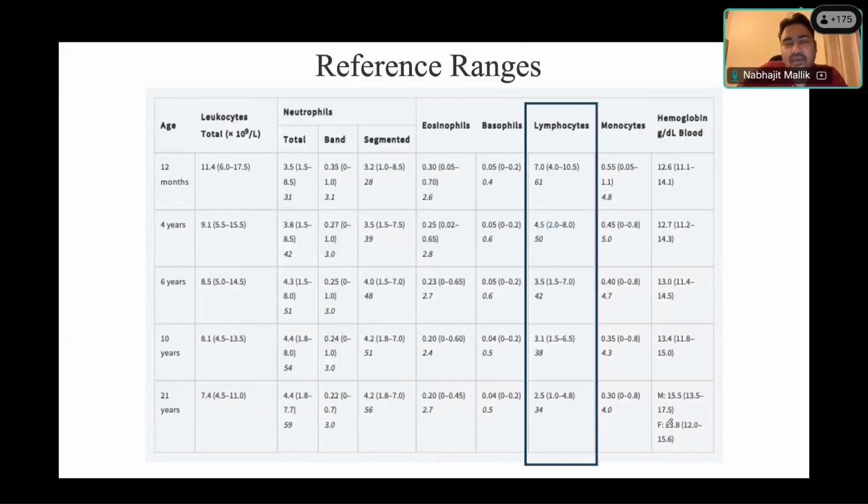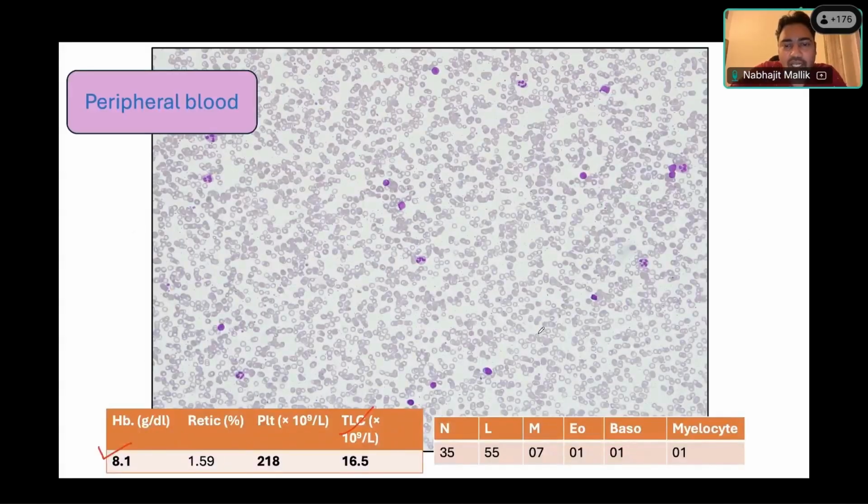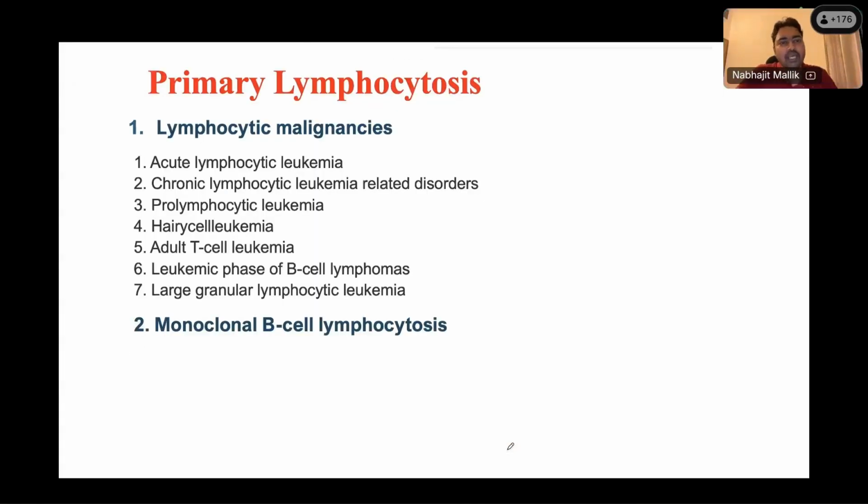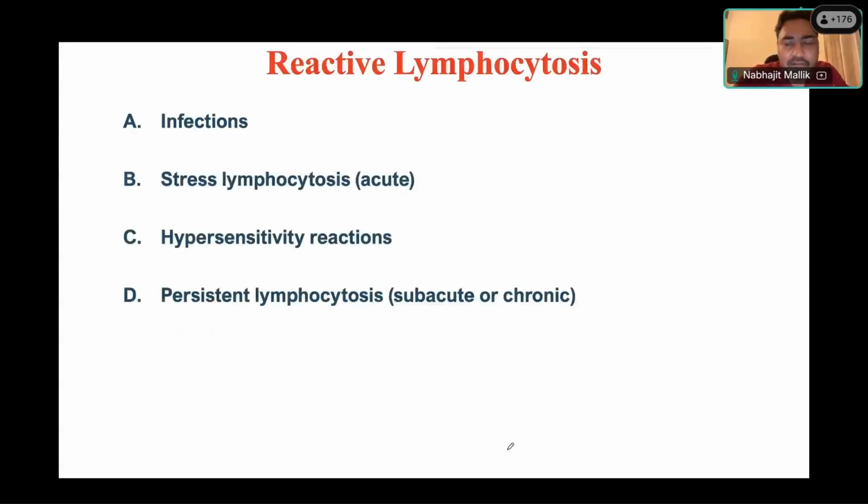So you have this table from DACIE where you have how much your lymphocyte count should be at different ages, and you should define it only based on that. Because this count in a 1-year-old or 2-year-old child would actually be normal, right? So depending on the age, it's very important to decide whether to call it lymphocytosis or not. Lymphocytosis can be primary, due to lymphoid malignancies, or more commonly reactive, right?